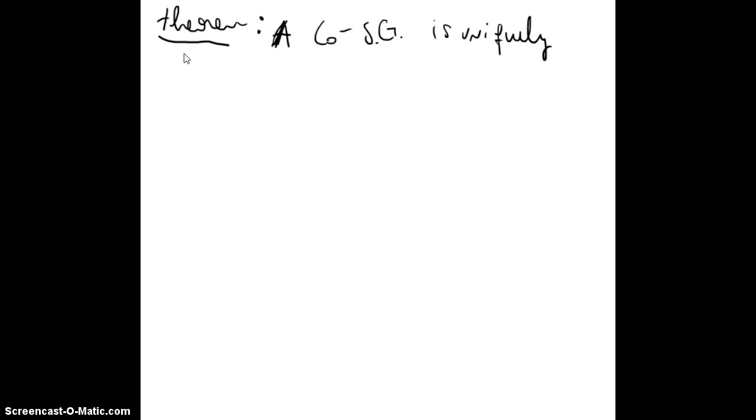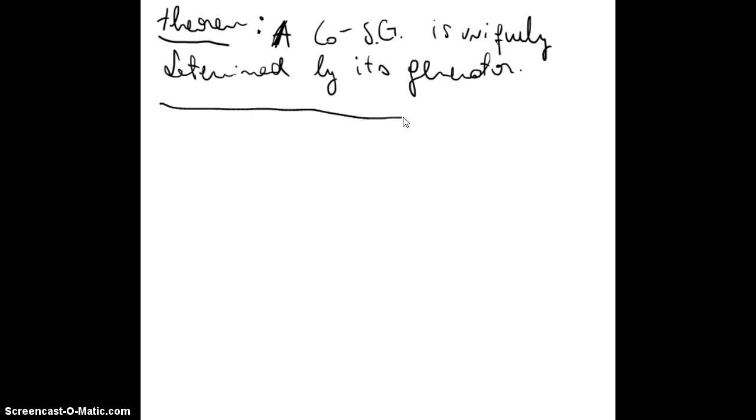Okay, so this is a theorem that is similar to one we did when we started in the scalar case. That is that a C0 semigroup is uniquely determined by its generator. Okay, and the proof is similar to the one in the scalar case.